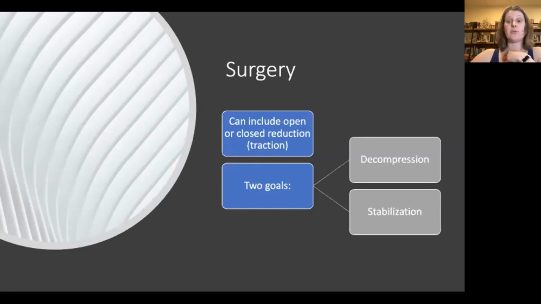Basically, for surgery, you have two goals. The first is to decompress the spinal cord. Remember that can affect primary injury of the cord, particularly if it's done in a timely fashion after injury. And you also want to stabilize the fracture. Sometimes decompression is done surgically, but sometimes just traction can decompress the cord, and there are some benefits to that, which I'll list in a bit.